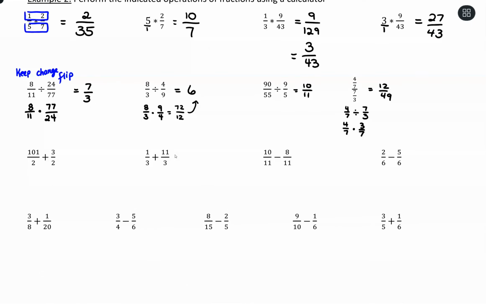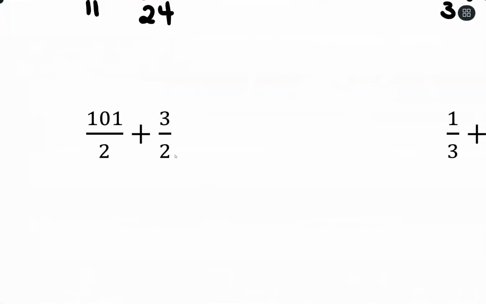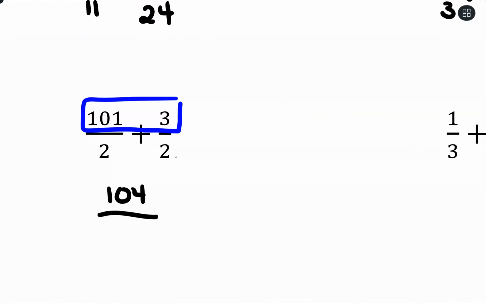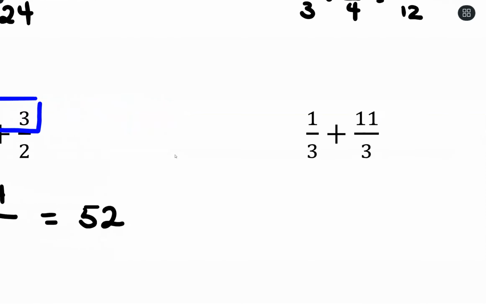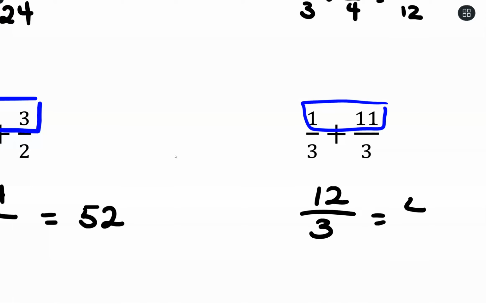Okay, with addition and subtraction, when you have a common denominator, it's just a matter of adding the numerator. So in this case, 101 plus 3, which is 104. And then the denominator stays the same. And then we would just simplify, so that would be a 52. So 101 over 2 plus 3 halves, you would add 101 plus 3, and then you just keep that denominator of 2 and simplify. So with this one, 1/3 plus 11/3, so 1 plus 11 is 12, divided by 3, and that would be 4.